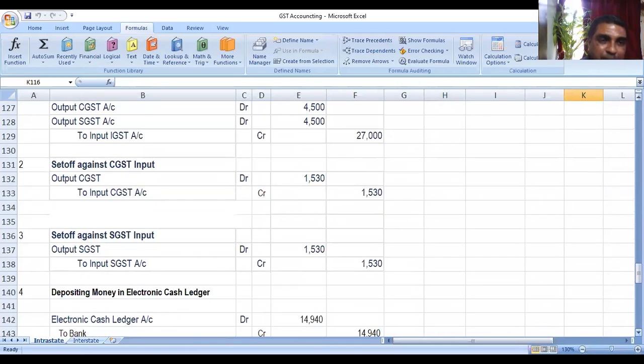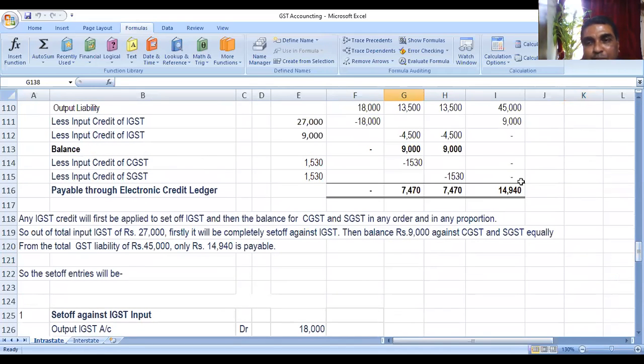Next, set off against CGST input. Then the CGST liability: output CGST 1,530 to input CGST account. In CGST I had only 1,530 that I used. Then set off SGST input: output SGST account debit to input SGST account. Once this set off is over, finally I have to deposit now 14,940 in my cash ledger.